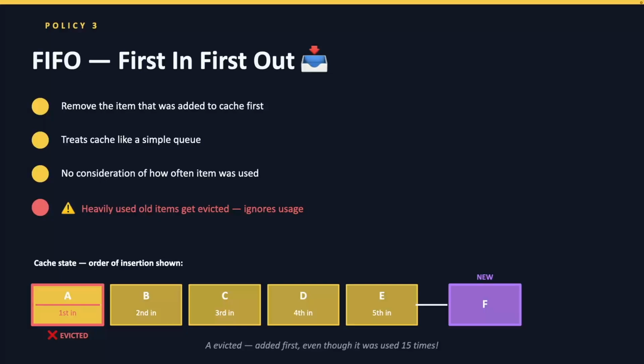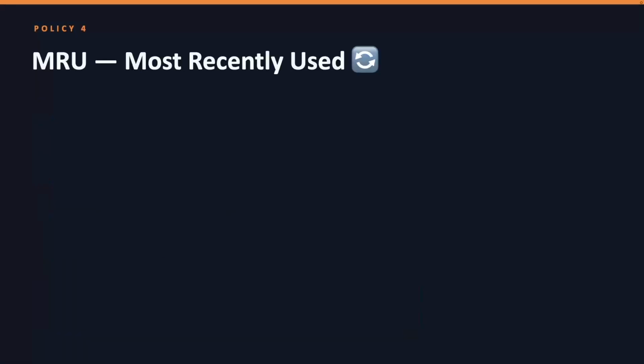This makes it a poor choice for most real world workloads where access patterns matter. It works fine when all items have roughly equal importance and similar access patterns, but that is rarely the case in practice. Fourth, MRU or most recently used. This is the opposite of LRU.